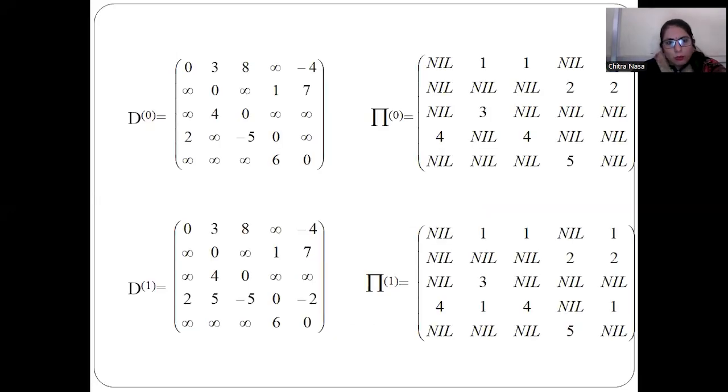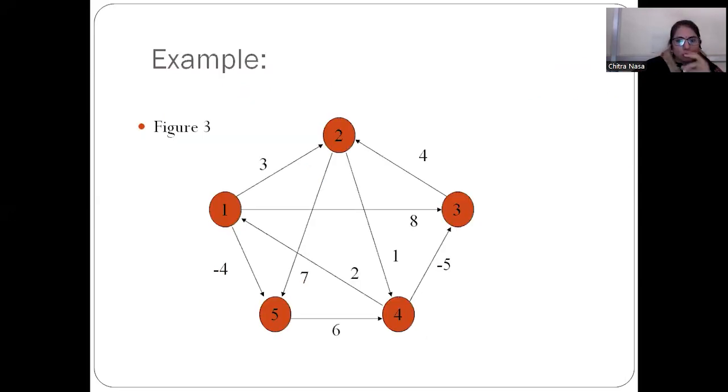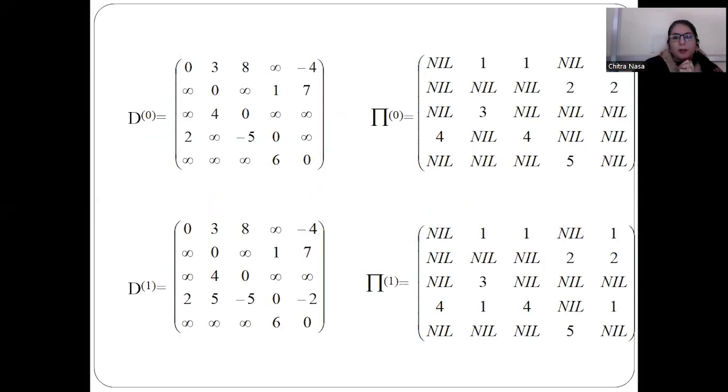Similarly, this is for 1, 2, 3, 4, 5, and 1, 2, 3, 4, 5. One path from 1 to 1, weight from 1 to 2, 1 to 3, 1 to 4, 1 to 5. Then 2 to 1, 2 to 2, 2 to 3, 2 to 4, 2 to 5. In this way, we will compute this. So by seeing this graph, we can fill this D note and pi note very easily.